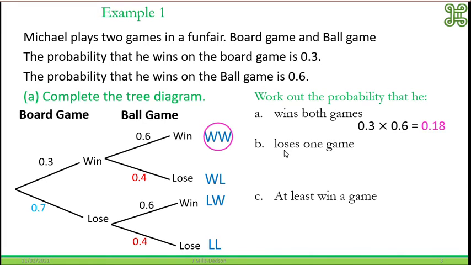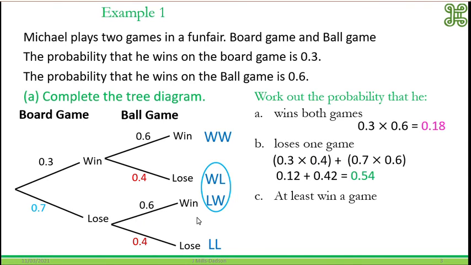B, the chance that you lose 1 game. Here we win, we lose. We lose, we win. So 1 game we lose. We win all, we lose all. So we are talking about these 2. Work each separately. Win and lose is 0.3 and 0.4. Lose and win, 0.7 and 0.6. All together makes 0.54.